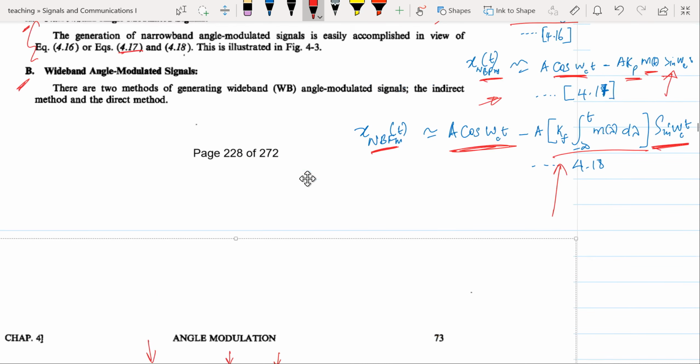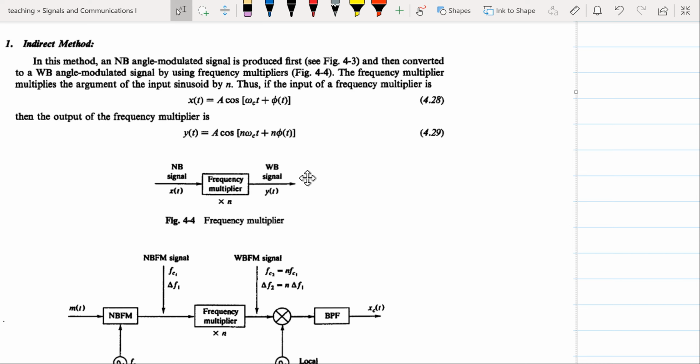And now we want to see how we can generate wideband angle modulated signals. We see there are two methods: one of them is direct, the other one is indirect. To start with, we look at the indirect method. In this method, a narrowband angle modulated signal is produced first, as we have seen in figure 4.3, and then it is converted to a wideband angle modulated signal by using a frequency multiplier, as is shown in figure 4.4 right here.